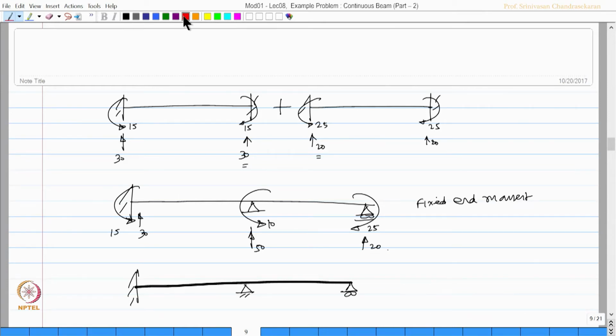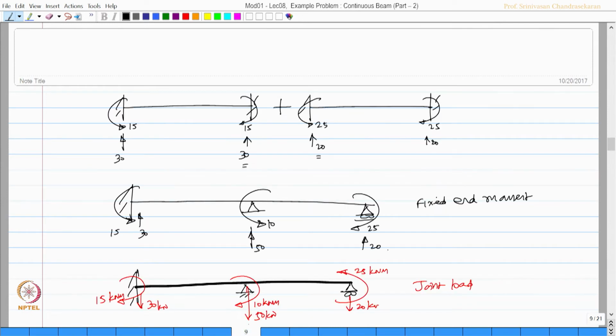Let us create the joint loads by reversing it. So, anti-clockwise, so make it clockwise, 15 kilonewton meter. Anti-clockwise, so make it clockwise, which is 10 kilonewton meter. Clockwise, make it anti-clockwise, 25 kilonewton meter. Upward, so make it downward, 30. Upward, make it downward, 50 kilonewton, and upward, make it downward, 20 kilonewton. So, this is my joint load.